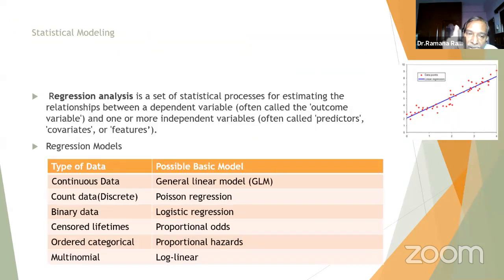So if the data is continuous type, it is a generalized linear model. If it is discrete, it is Poisson regression. If it is binary data, logistic regression. If it is censored lifetime data, which is used mostly in reliability studies, it is the proportional hazard model. For ordered categorical, it is proportional odds regression. Multinomial is log linear, and discrete data is also used mostly for things like the prediction of accidents.